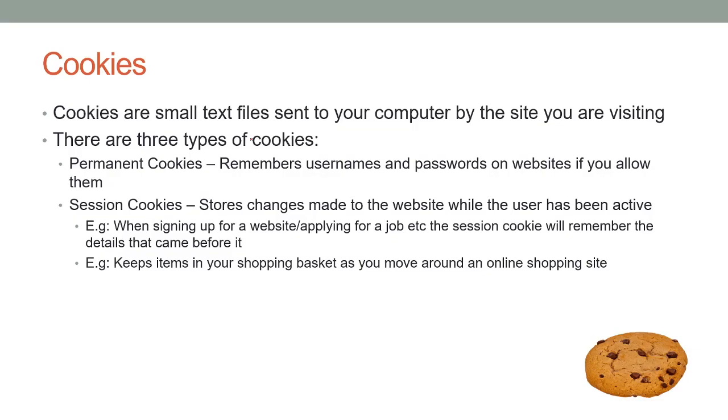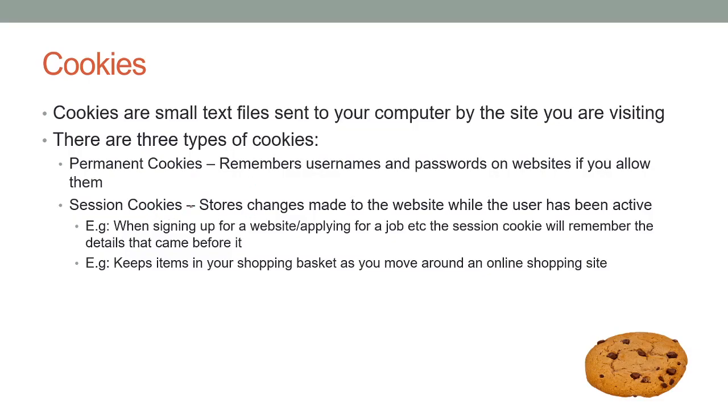So the first one, permanent cookies, is probably the most familiar. It remembers your username and your password. So this is if you go onto a website and it says, do you want to remember? That's a permanent cookie, right?